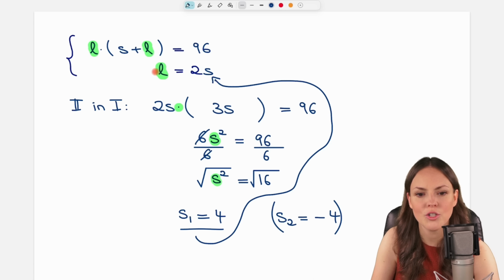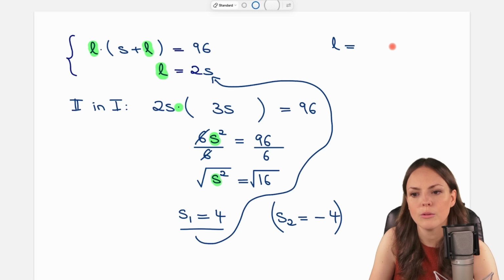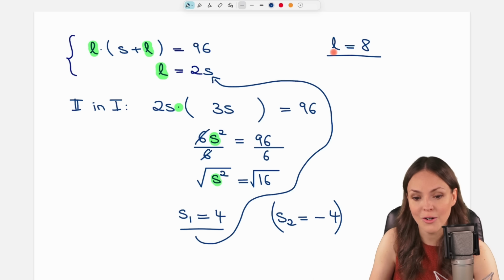And to find L now, we can just take our S and insert it here into the second equation to find our L then, because it is just 2 times S. So 2 times, and S was 4. 2 times 4 is equal to 8. So we also found the length of the long side.